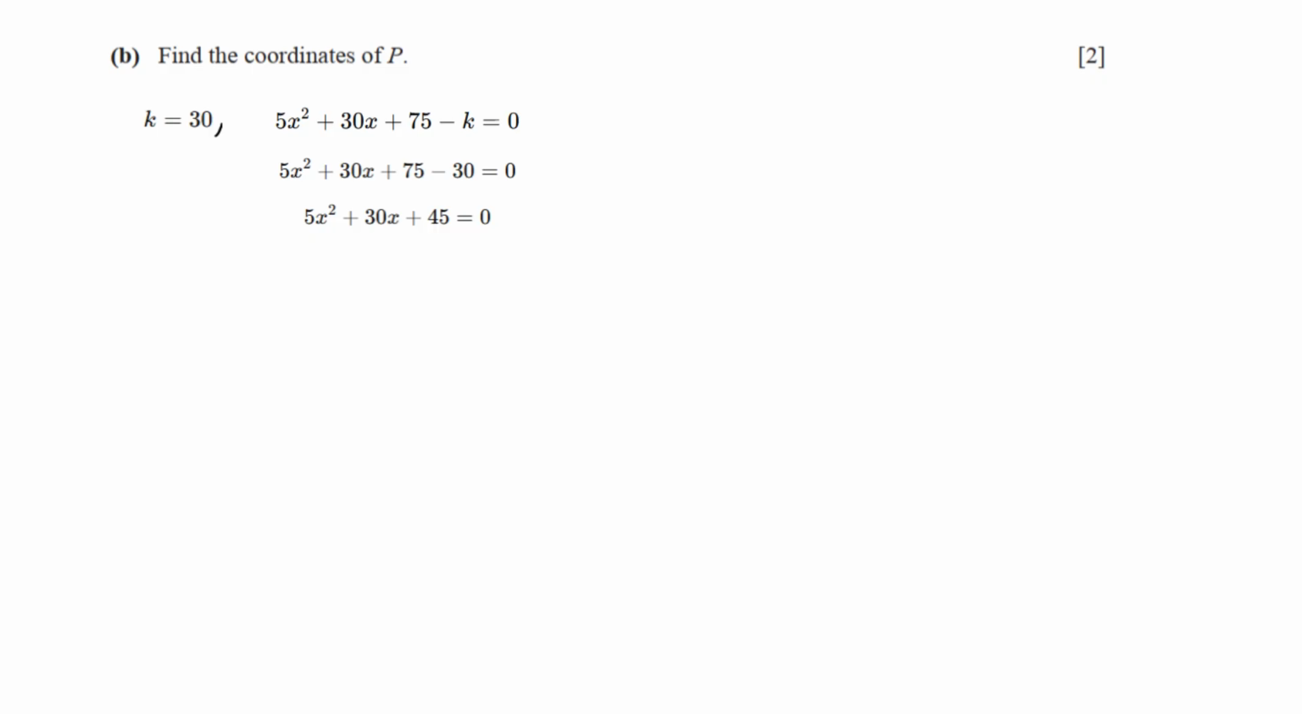Divide all the terms by 5. We get x square plus 6x plus 9 is equal to 0. This is nothing but x plus 3 the whole square. So x plus 3 the whole square equal to 0. So x plus 3 is equal to 0. Subtract 3 on both sides. So we get x equal to negative 3.